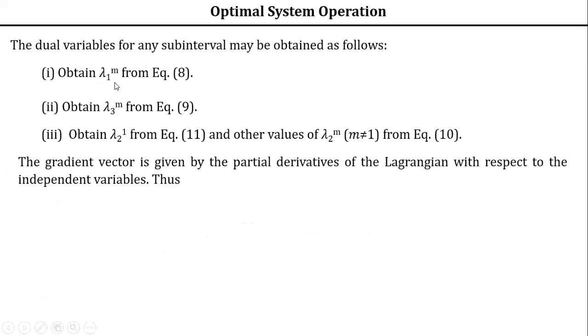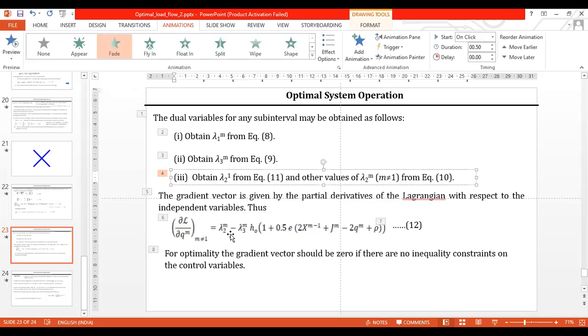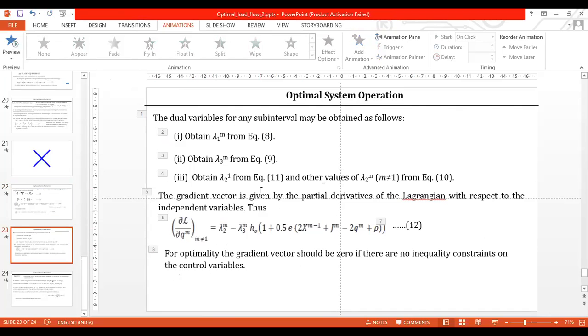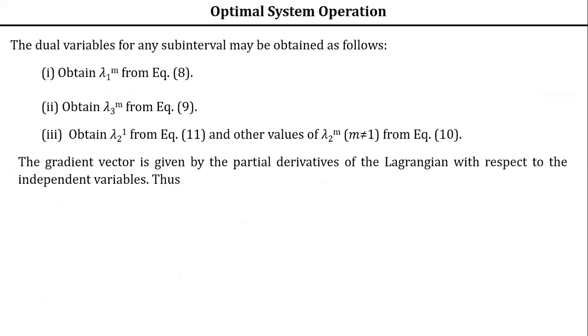Yeah, lambda 1 from 8, lambda 3 from 9, lambda 2 1 from equation 11. Which is your equation 11? This is your equation 11. From this one you are going to get lambda 2 1m. Then coming back to this equation, for the remaining values where m is not equal to 1, the other independent variables will be calculated from your equation 10. So this is how the dual variables lambda 1, lambda 2, lambda 3 are obtained.